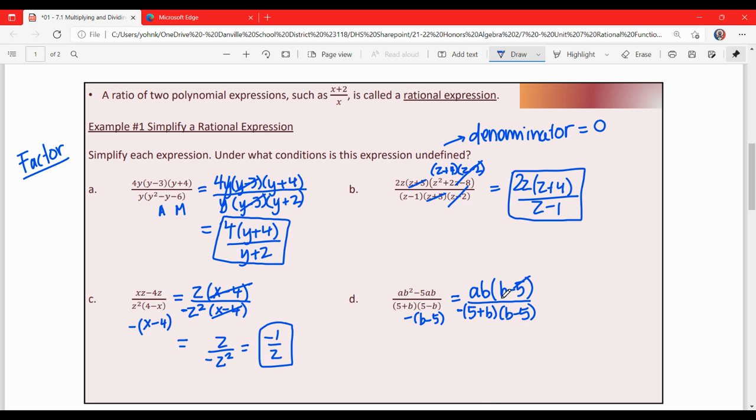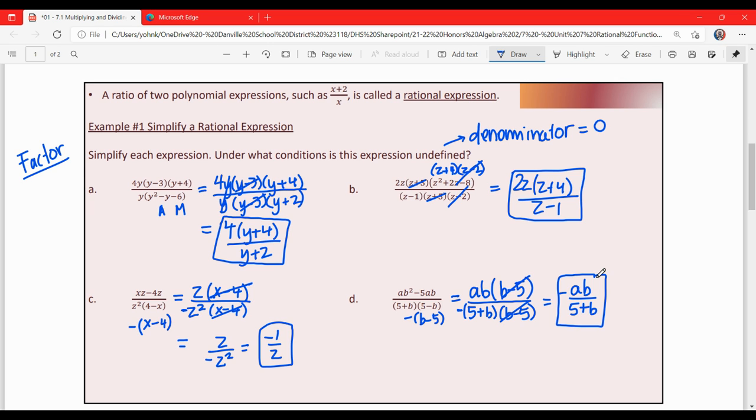Now I can simplify the b minus 5s. And I'm left with an a times b on top and a -5 plus b on the bottom. Notice I can move that negative from the bottom up to the top. Since it's a quantity, it's making the entire thing negative.